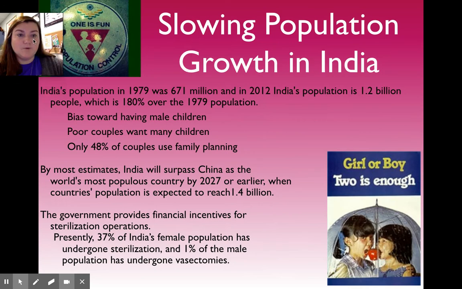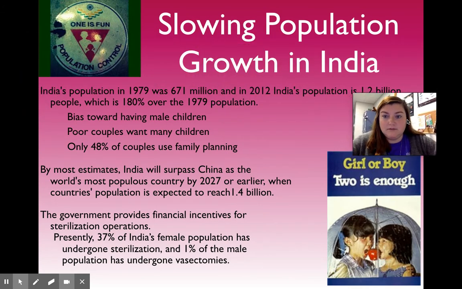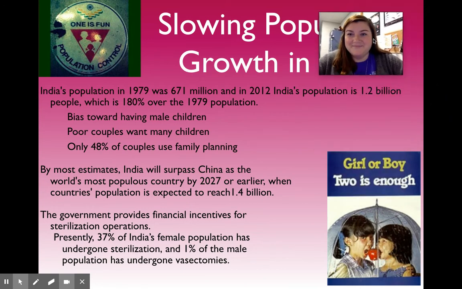An example or a small case study in this. Let's go up here. Slowing population growth in India. Okay, so India's population in 1979 was 671 million. And then by 2012, it was up to 1.2 billion people, which is a 180% increase over that 1979 population. Some things that cause this: bias towards having male children.